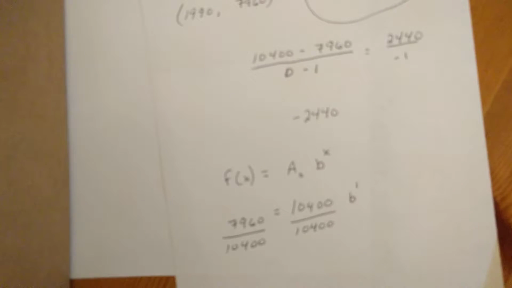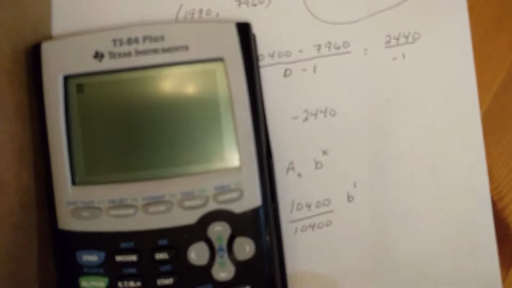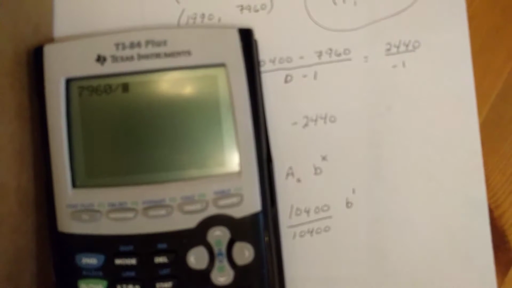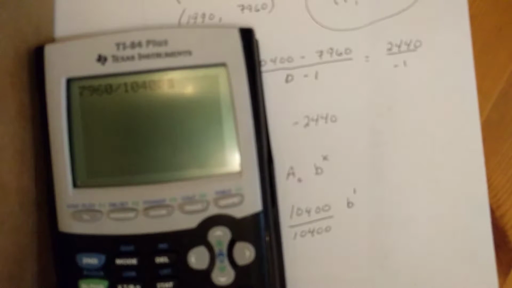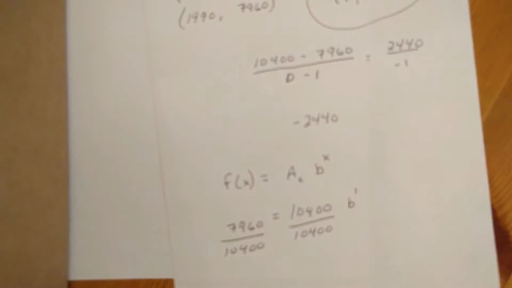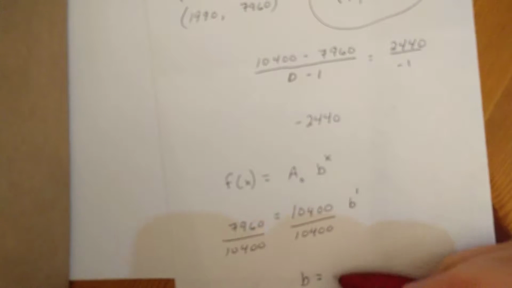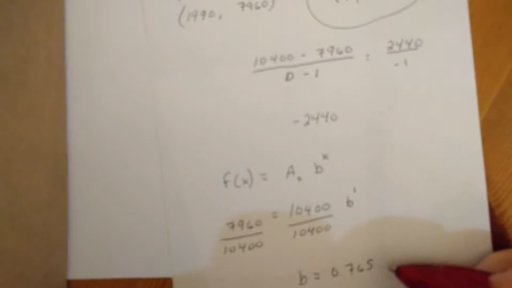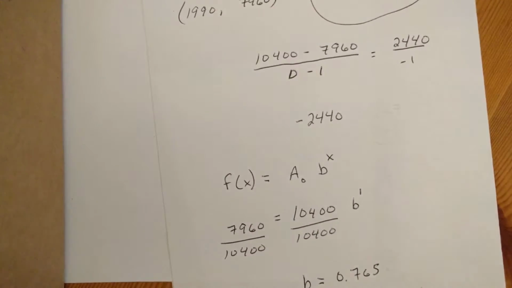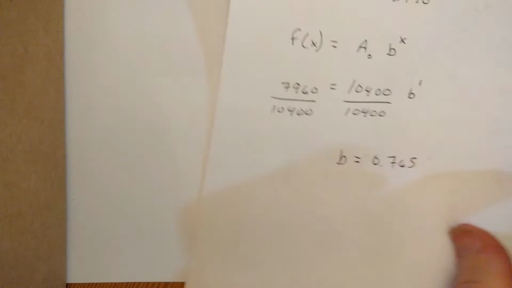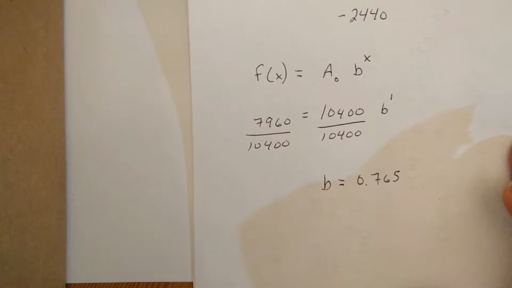Turn on my calculator. Put in 7,960. Divide by 10,400 gives me a decay factor of 0.765. It says for 3 digits, so b equals 0.765. It says round to at least, which means they would accept more decimals, but I have to have at least 3 decimal places. So that's my decay factor.